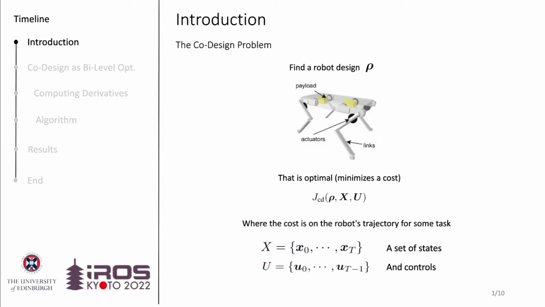Our work focuses on the problem of concurrent design, or co-design for short. Co-design is an approach that automates the robot design process and motion planning together. We parameterize the robot design by a vector rho and find the optimal design. To do so, we minimize the user-defined costs, such as energy. The co-design cost is also on the robot motion, which is computed for a given task. This motion is a set of states and controls that are discretized in time.